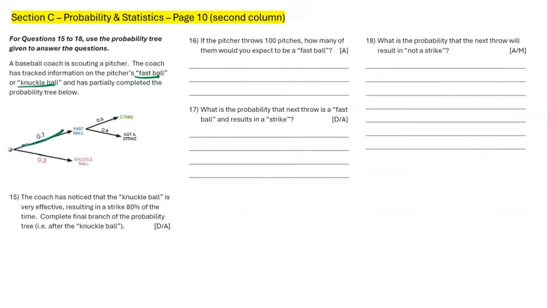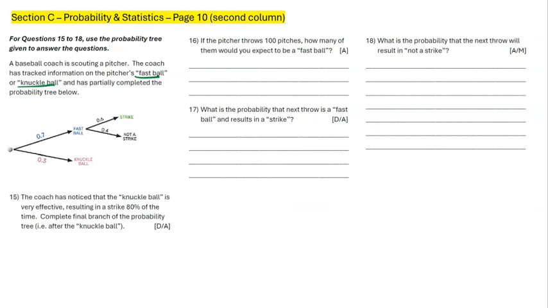So if he throws a fastball, he gets a strike 60% of the time, not a strike 40% of the time. The coach has noticed that the knuckleball is very effective, resulting in a strike 80% of the time. Complete the final branch of the probability tree.